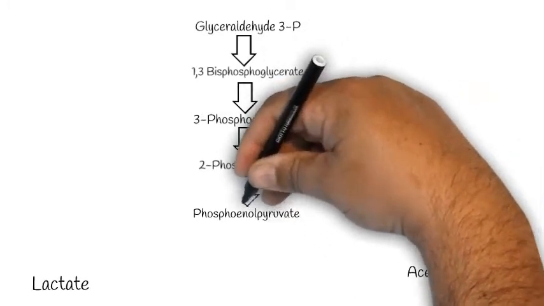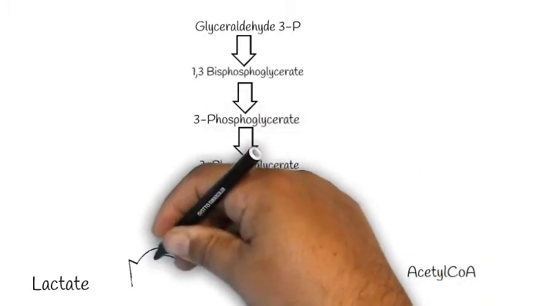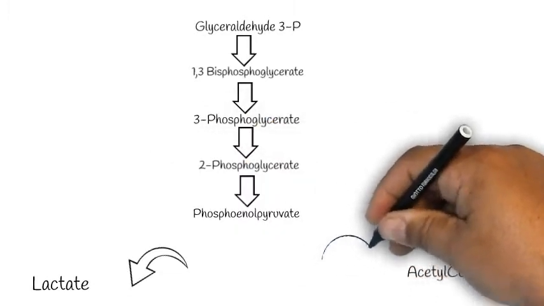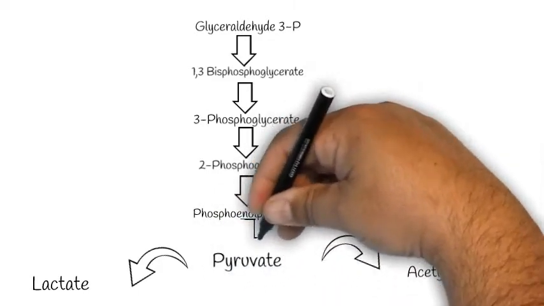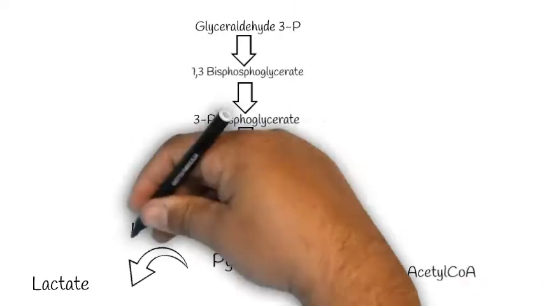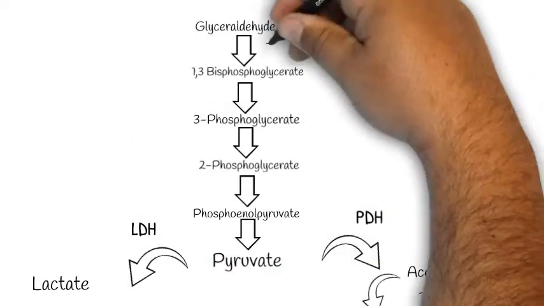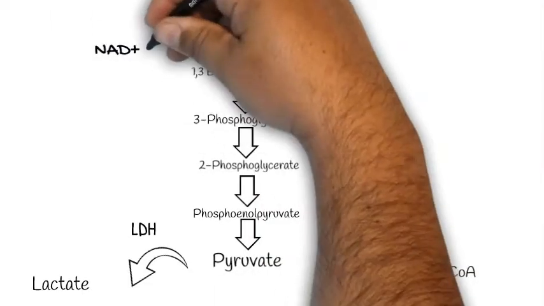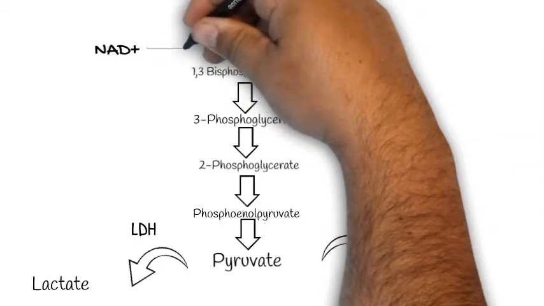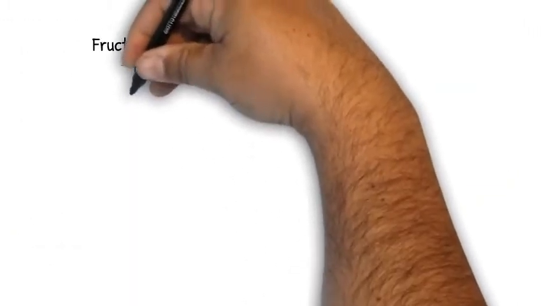Now, once the pyruvate is formed, it can be converted to acetyl coenzyme A if NAD plus is available and the various cofactors are available, or under anaerobic conditions, it's converted to lactate through lactate dehydrogenase. The conversion of pyruvate to acetyl CoA is carried out by the pyruvate dehydrogenase complex, or PDH. Note that NAD plus is required for this step of glycolysis.